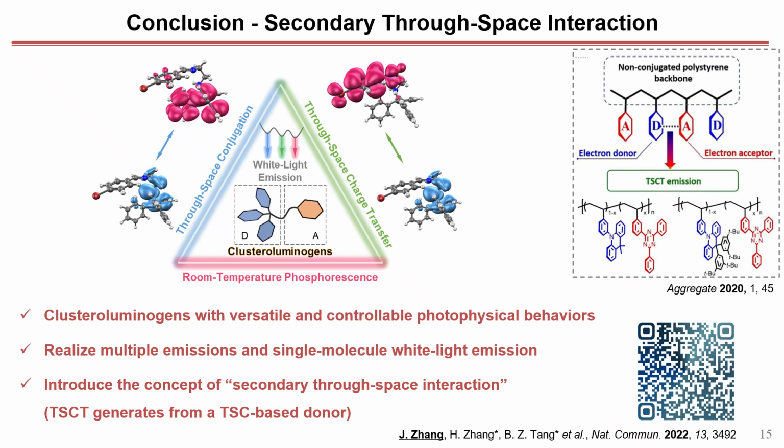Therefore, in this work, we synthesized three clusteroluminogens with isolated phenol rings and achieved multiple emissions from multiple through-space interactions. More importantly, we introduced the concept of secondary through-space interaction. Different from the reported through-space charge transfer based on the largely conjugated donor and acceptor with a face-to-face arrangement, this through-space charge transfer in our work is based on the non-conjugated donor with through-space conjugation. This interaction should be another important mechanism and manipulating strategy for clusteroluminogens.